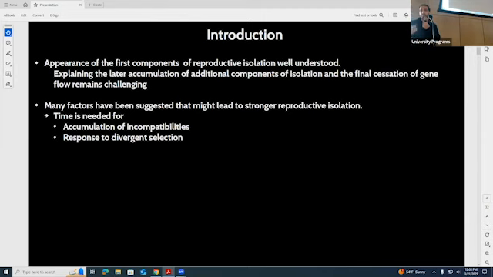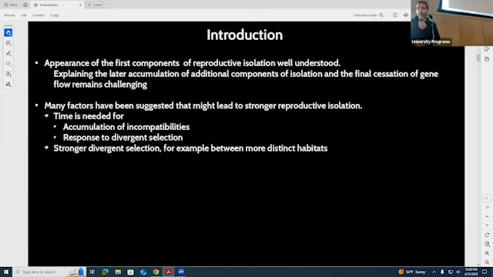One of the factors obviously is time, because you need time for selection, for example, to act and produce a barrier to gene flow. You also need time if you want to develop some level of genetic incompatibilities between the populations. You can also have a stronger divergent selection that applies along the process, for example if the habitats are becoming more distinct, and that's also going to increase the level of reproductive isolation.